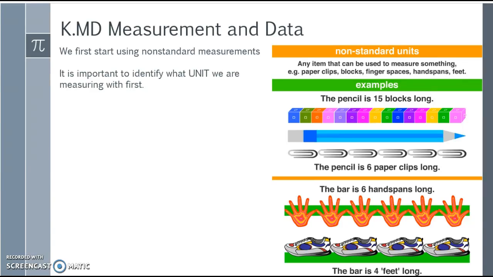So depending upon the unit depends upon how many we'll need. Similarly, looking at that bar, if we used our handspan, it would be 6 handspans long, but the bar is 4 feet long, and they have feet in quotations there because it's basically looking at just that particular foot in length, or shoe length might be more appropriate. So again, depending upon what our unit is, depends upon how many we're actually going to need.